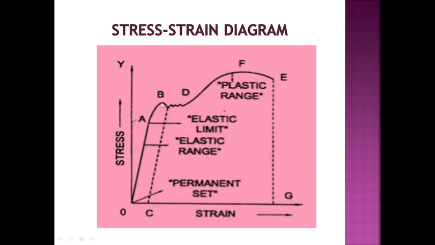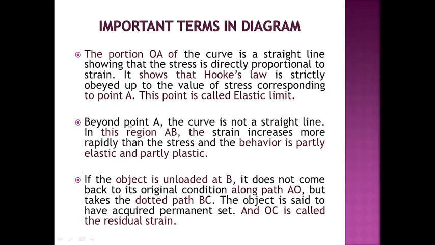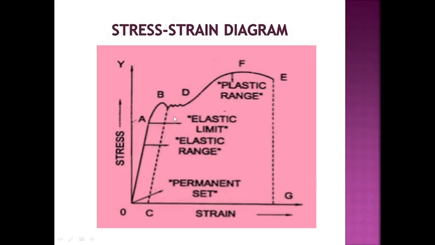Then beyond this point B, if we unload at B, it doesn't come back to its original condition along path AO. Instead it follows the dotted path BC, which we can understand as a permanent set. So the object is said to have acquired a permanent set, and OC is called the residual strain.